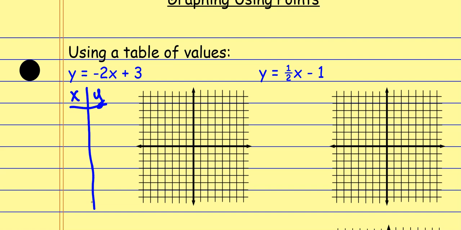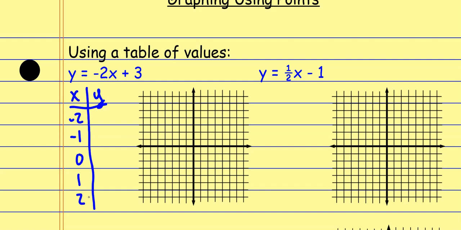So when we do a table of values, we have to make sure the equation is solved for one of the values first, so that I have that input-output kind of scenario. So here it's y equals a negative 2x plus 3. I've got input of x, output of y. And so I just choose values for my input, and I always choose really easy values, something like this. And I just plug them in.